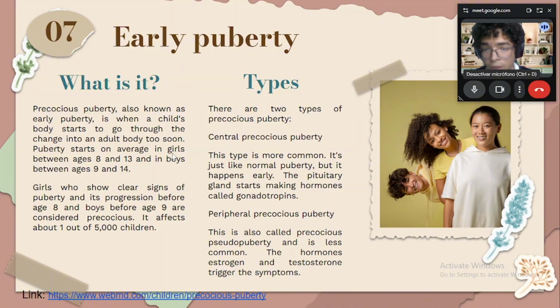Puberty starts on average in girls between the ages of 8 and 13, and in boys between the ages of 9 and 14. And as for types, there are two types of precocious puberty or early puberty: central precocious puberty, which is more common, like normal puberty, and peripheral precocious puberty. This is less common and it's also called pseudo puberty. And the hormones like estrogen, as I said earlier, and testosterone trigger their systems. This information was taken from webmd.com.